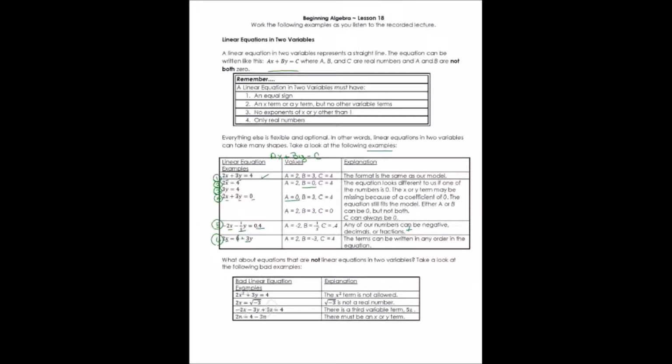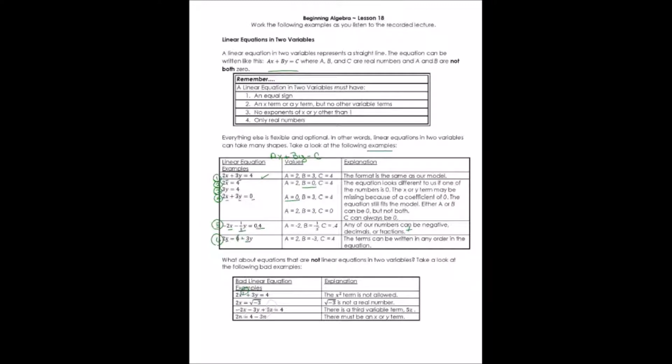How about some bad examples? Take a look at the bottom of the page. What I've got is 2x squared plus 3y equals 4. Now, if you remember the rules that we had at the top, this is not allowed. What's not allowed? Exponents of the variable terms. We can't have anything other than 1. So no, this is not a linear equation in 2 variables.